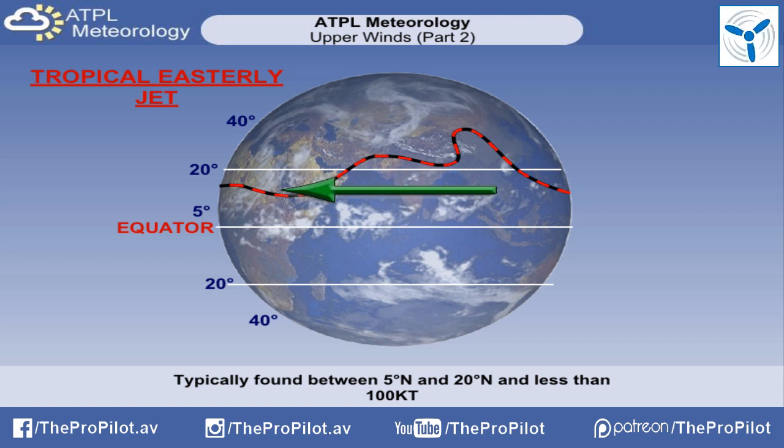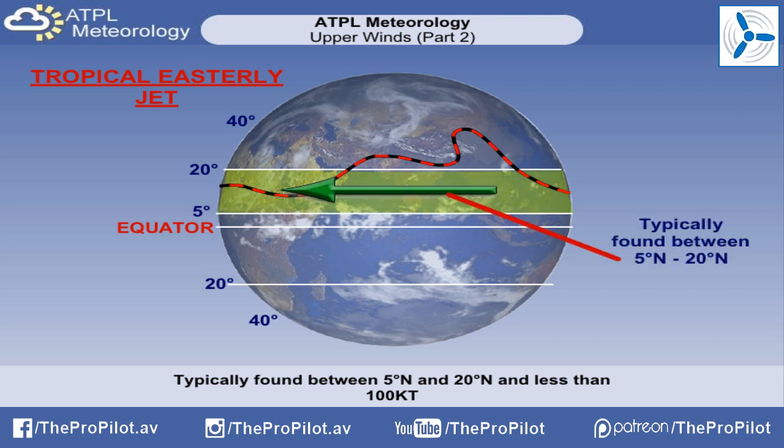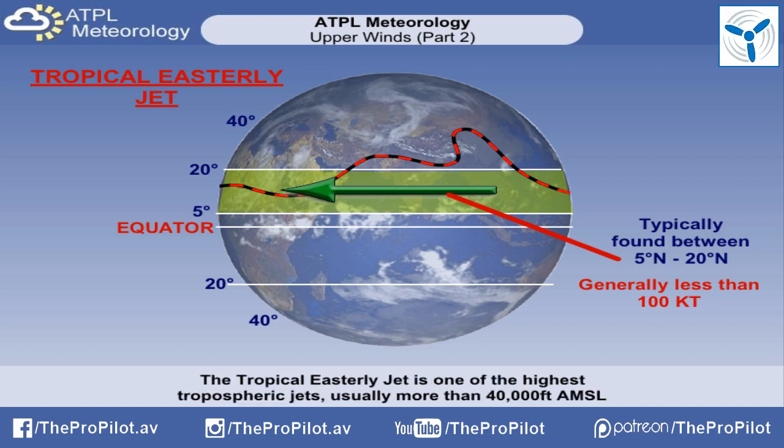On average, it's found between 5 and 20 degrees north only. Tropical easterly jet speeds are seldom in excess of 100 knots, due to the fairly small temperature difference compared to other jet streams. Since the tropical easterly jet stream is so close to the equator, it's one of the highest tropospheric jets, approximately 40,000 to 45,000 feet, or roughly the 100 to 200 hectopascal levels.